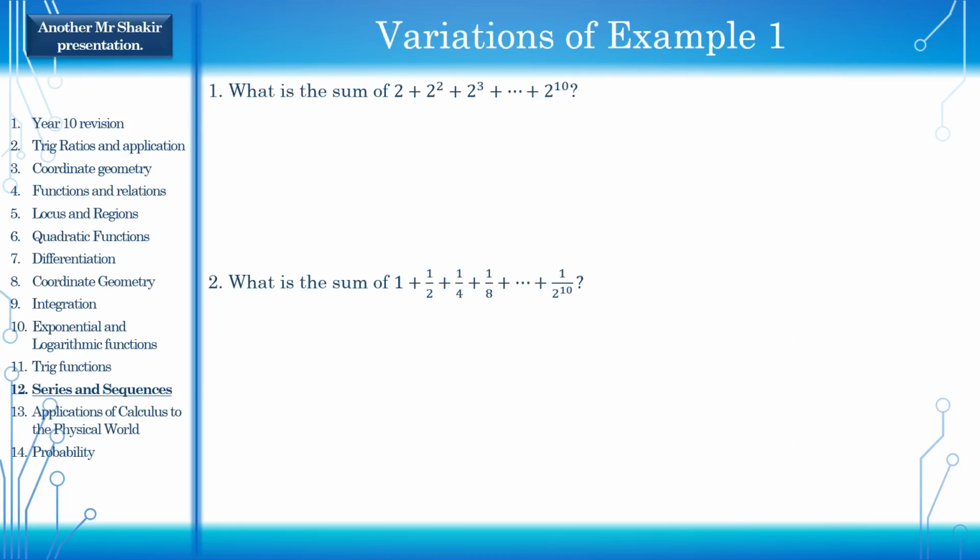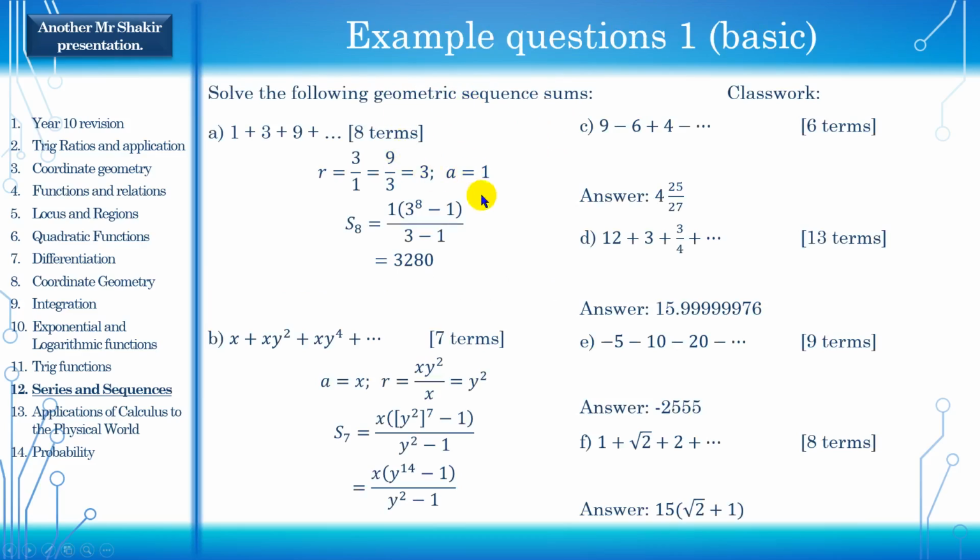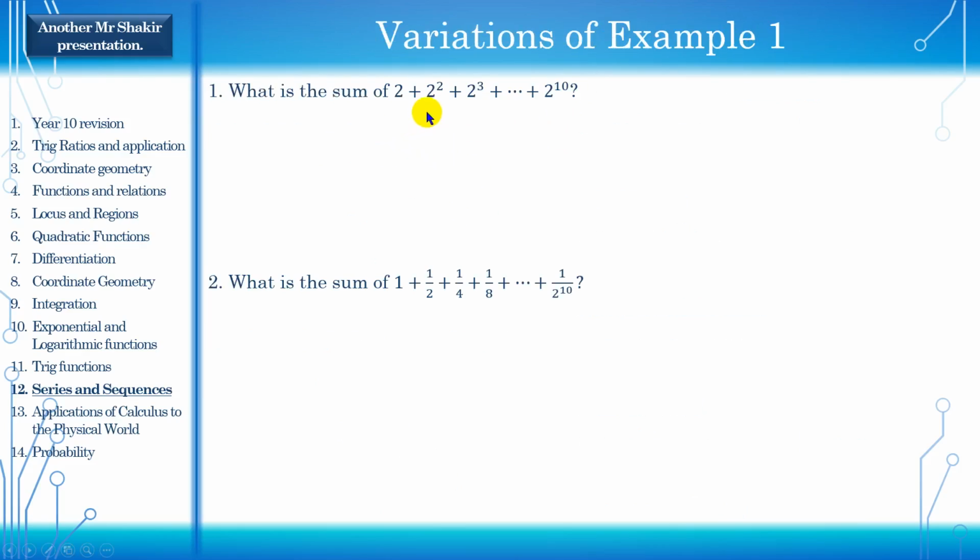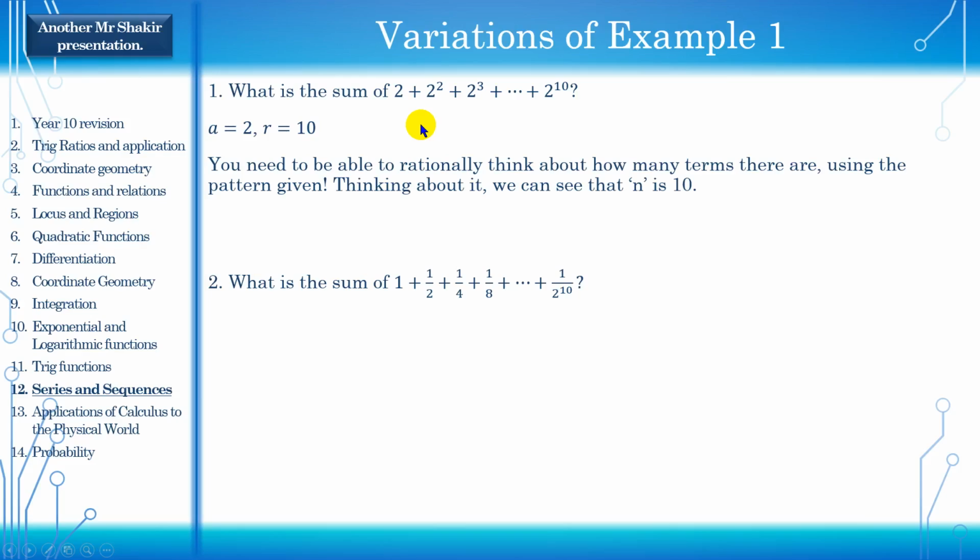Alright, so variations of example 1. This is basically everything you did over here, but slightly harder versions. What is the sum of that? Well, A is 2, R is 10. I think it's supposed to be 10. It's supposed to be 2. R is 2.